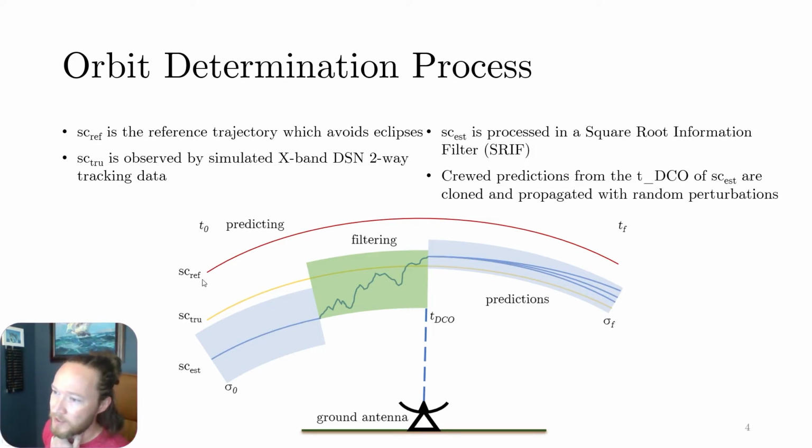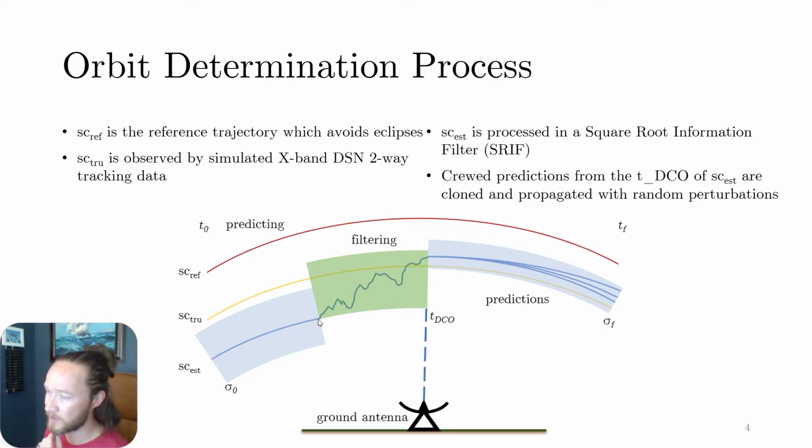The way we set up the problem is that we have our reference spacecraft on an ephemeris that is phased to avoid any eclipse. We also have our Truth spacecraft, which is perturbed from our reference, numerically integrated, and tracked with the tracking data from the Deep Space Network. Finally, the tracking data is processed on an estimated spacecraft, which is again perturbed from our Truth spacecraft and also given a covariance, or confidence of the navigation solution. That's shown by the width of the shaded area here that we call sigma naught.